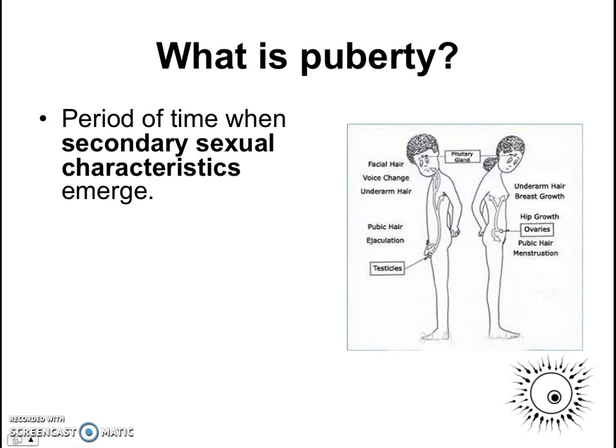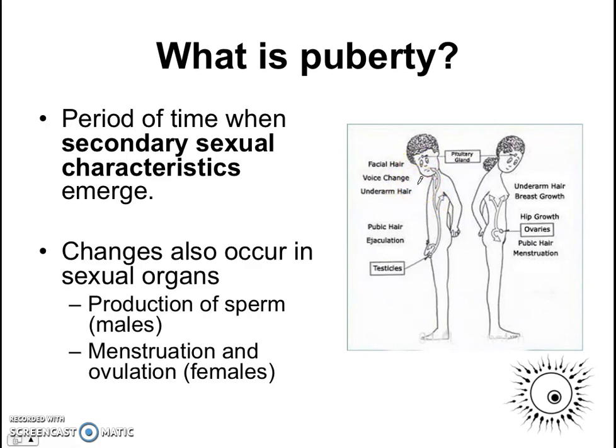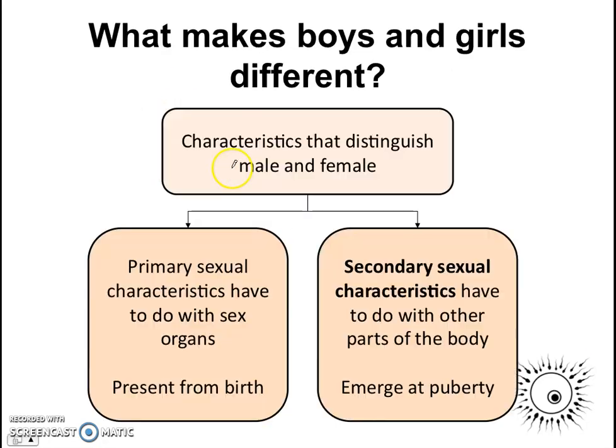So for example, in females, you get things like breast growth. In males, you get things like pubic hair, facial hair, and your voice deepening. Now, changes also occur in sexual organs. For example, in males, they start producing sperm, and females will start experiencing menstruation and ovulation as part of their menstrual cycle. Now, what are secondary sexual characteristics?